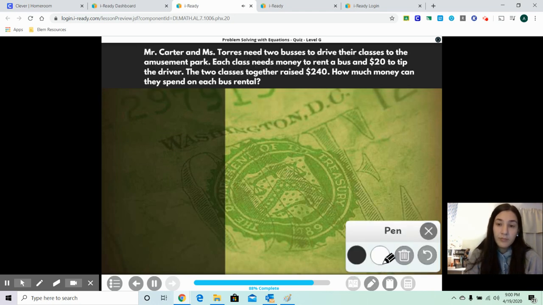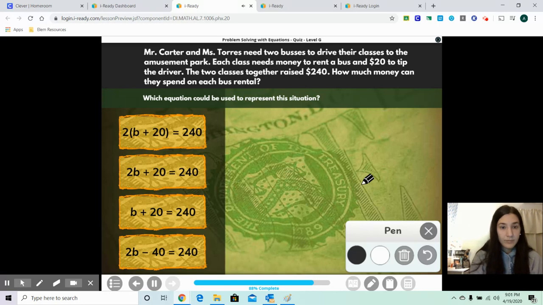Mr. Carter and Miss Torres need 2 buses to drive their classes to the amusement park. Each class needs money to rent a bus and $20 to tip the driver. The 2 classes together raise $240. How much money can they spend on each bus rental? Which equation could be used to represent this situation? Okay, so we know that our total is $240. So unfortunately, we can't cross any of these off as silly answers.